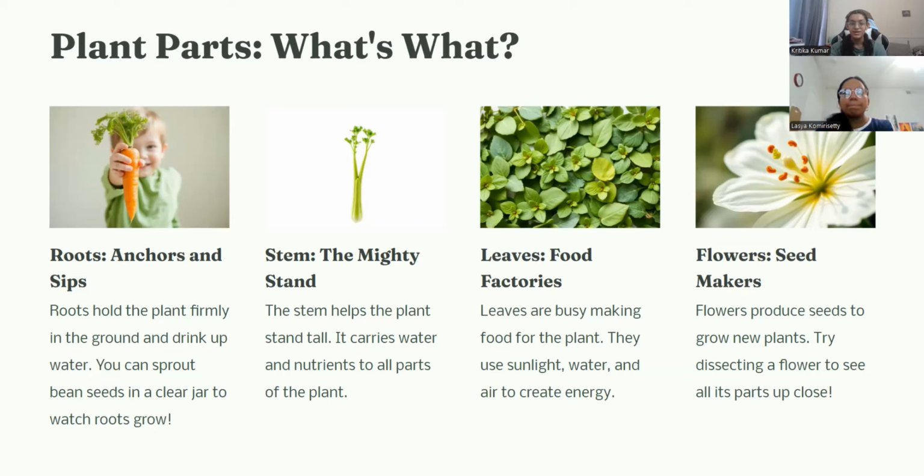And then the final part of a plant is the flowers. These flowers make seeds so that new plants can grow. These seeds are used in the process of reproduction, which we will talk about later. So, try this. Try dissecting a flower to see all of its parts closely. And you can also try taking a leaf and placing it on a light source or a torch and looking at its insides.